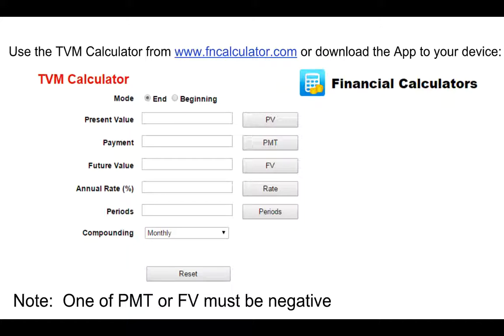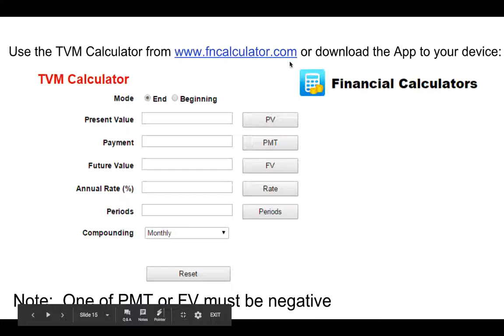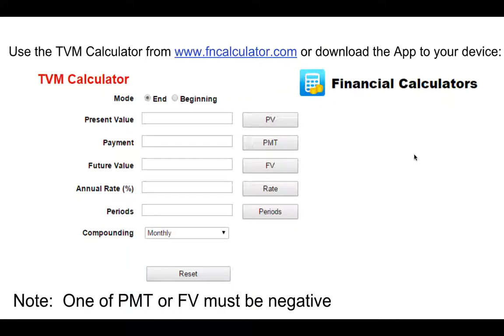Looking at the TVM Solver now. This is the app, the website that you can get on Android or iPhone, or you can go to this website and it works really nicely. What you're looking for is the TVM calculator. Just a couple things about the app that you need to know.